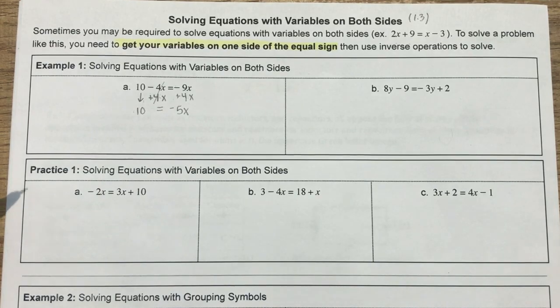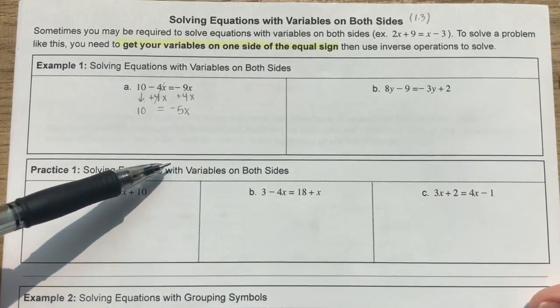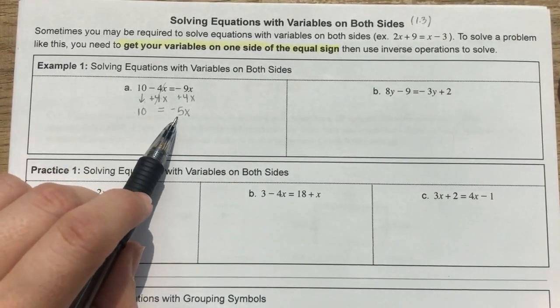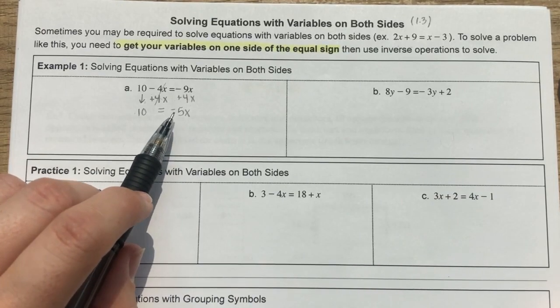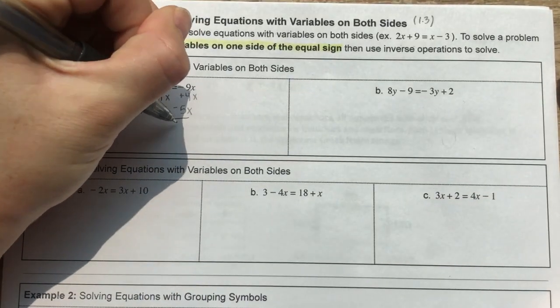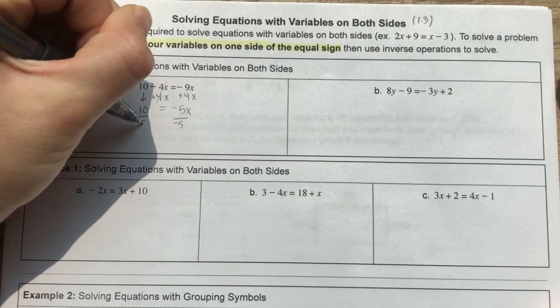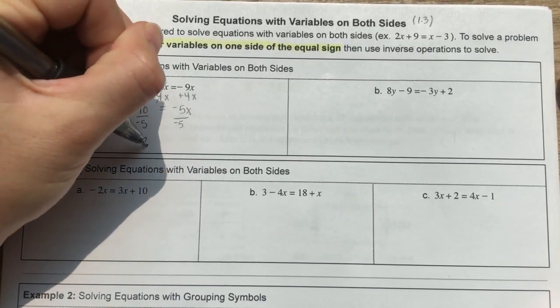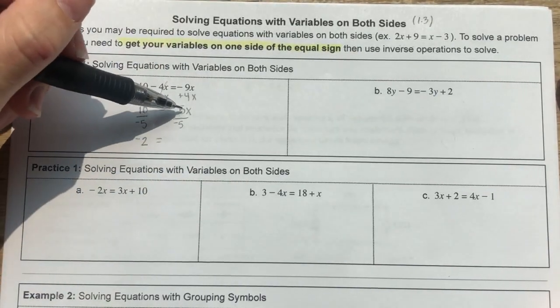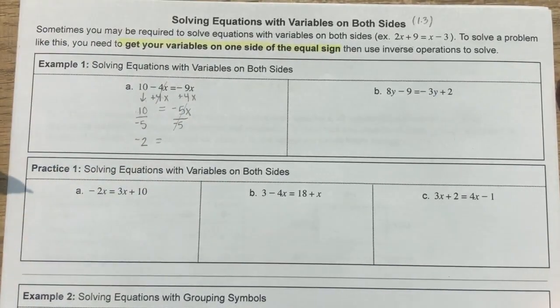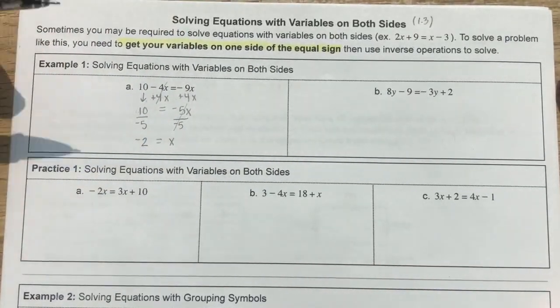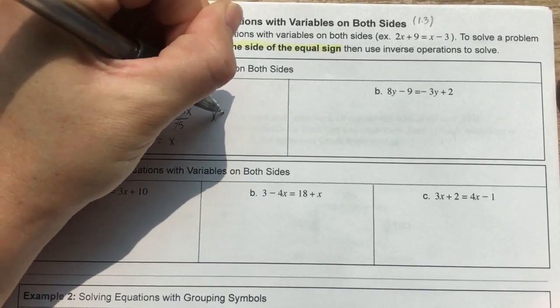Now I can follow the same steps that we've been following for the last couple weeks. I can think, what do I need to do in order to cancel out the operations that are being done to the x? Right now I have -5 being multiplied by x. To undo multiplying by -5, I'm going to divide both sides by -5. So 10 divided by -5 is -2. And -5 divided by -5, those undo each other, so we're just left with x on the right side of the equal sign. So we have x = -2 as our solution.